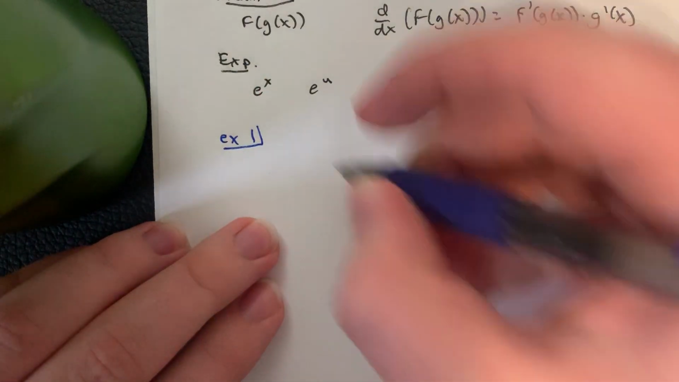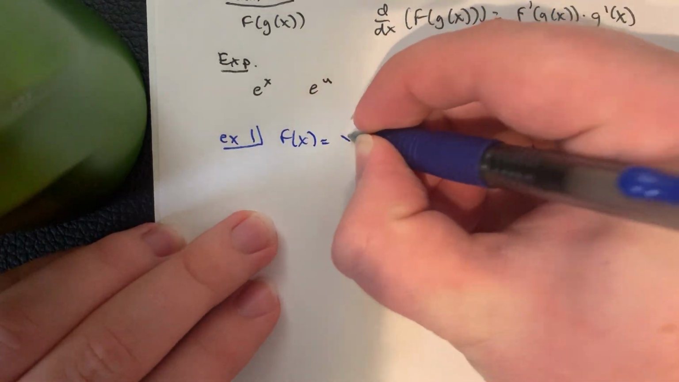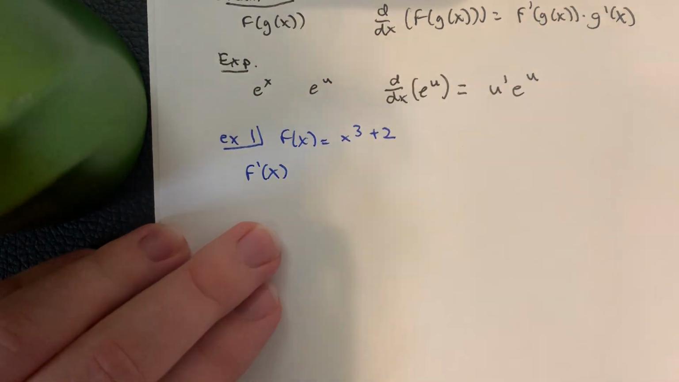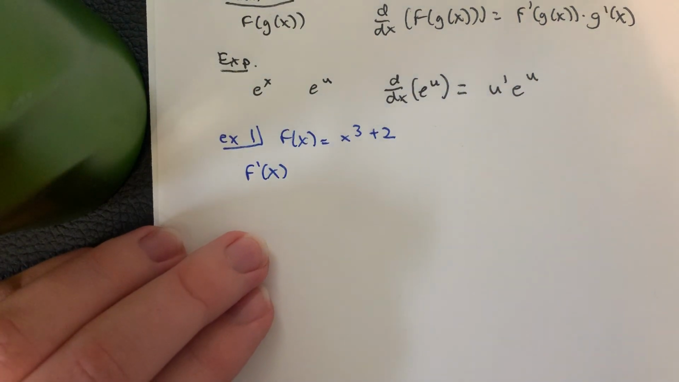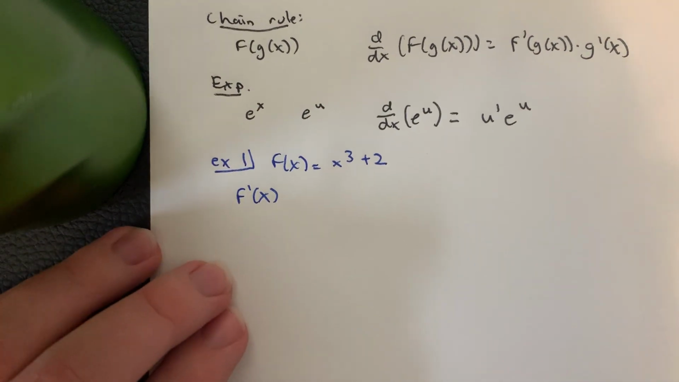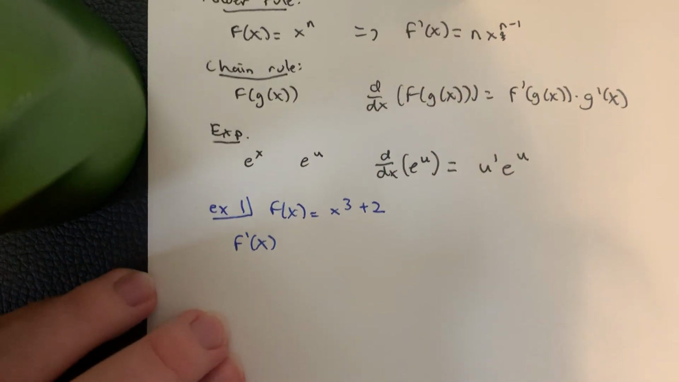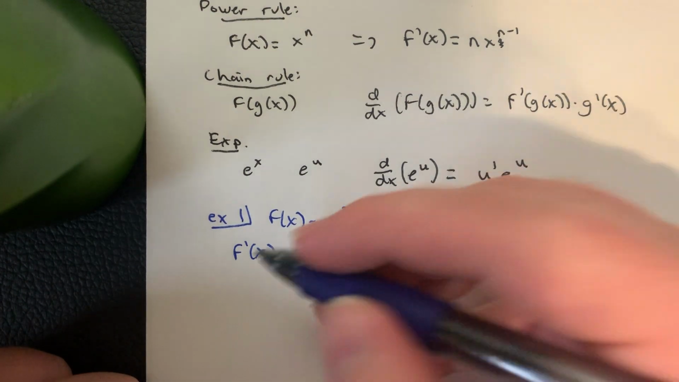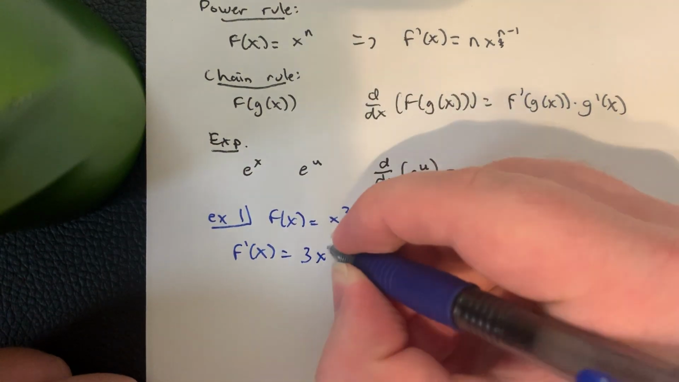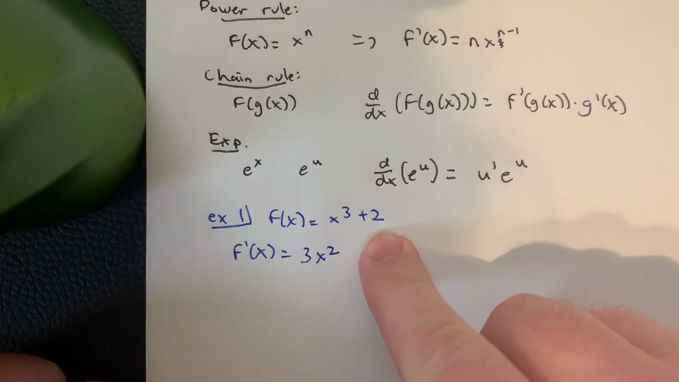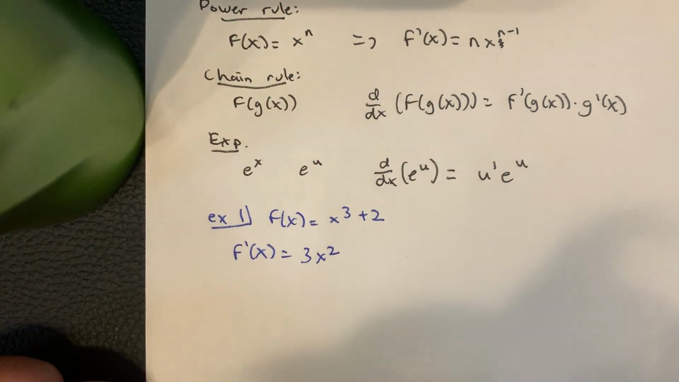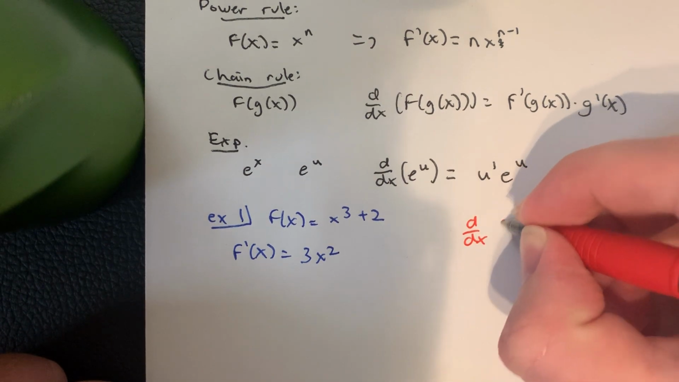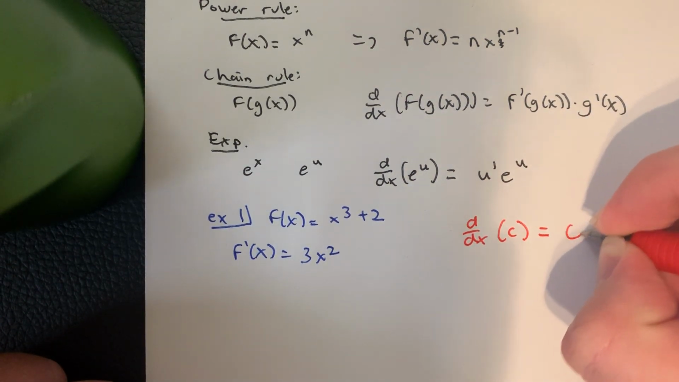All right, example 1, we have f of x is equal to x to the third plus 2. So let's take this nice and slow using the power rule. The power rule says that the derivative of x to the n is nx to the n minus 1. So it's going to be 3x squared. But the derivative of a constant is always 0. So I'm going to write this right over here in red. d dx of c is equal to 0.